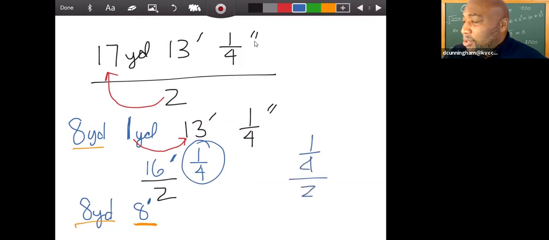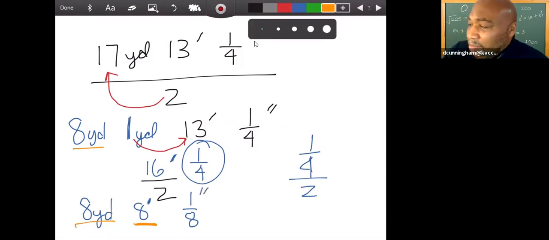1/4 divided by 2. And it's like a mixed number, or I'll say like a complex fraction. Another way we can look at that is actually multiplying by 1/2. And so as 2 goes into that, this gives me 1/8. So half of 1/4 is 1/8. And again, these are inches. And that's my answer right there.